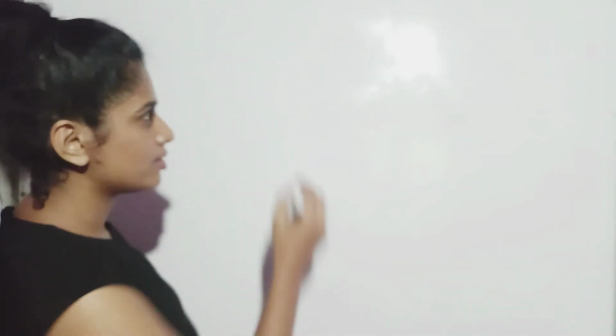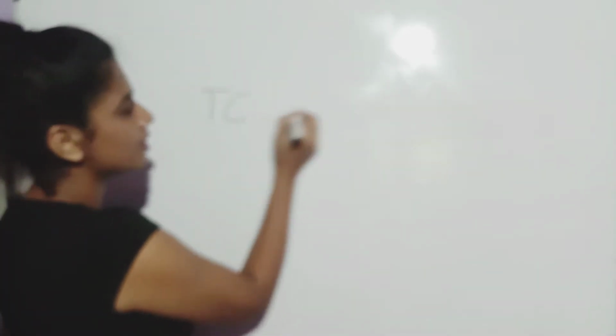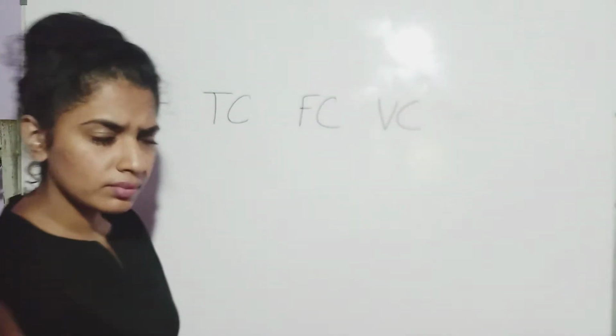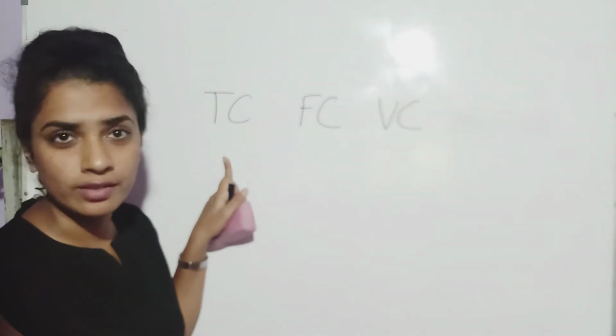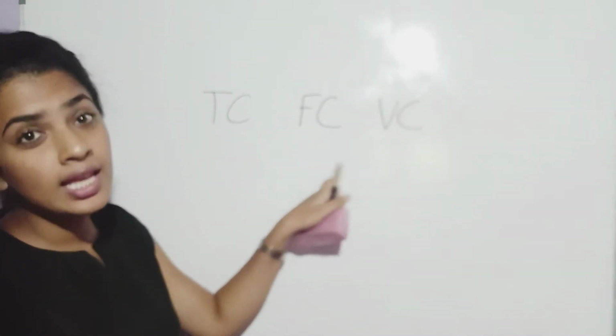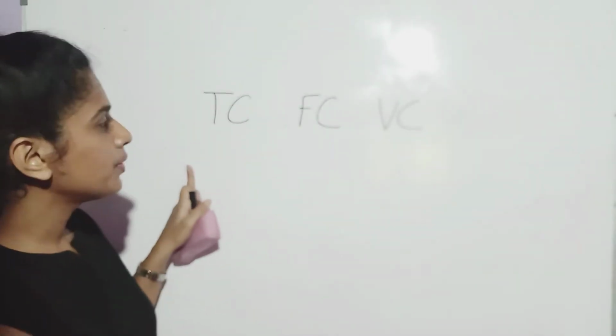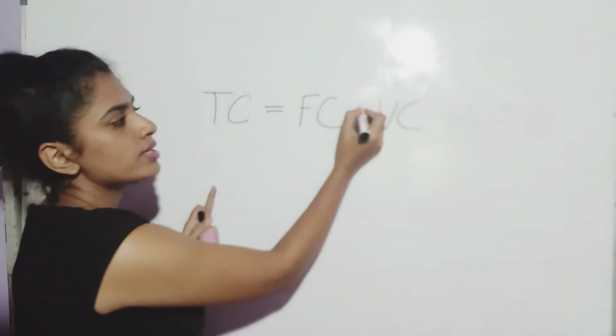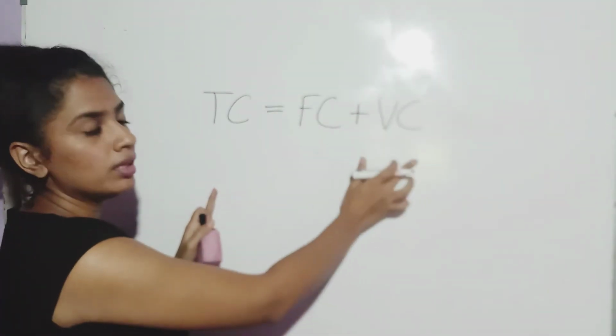Cost. In the basic level, we learn 3 types of cost in detail. Those are total cost, fixed cost, and variable cost. There is an equation we can use for these 3 types of cost. That is, total cost equals fixed cost plus variable cost.